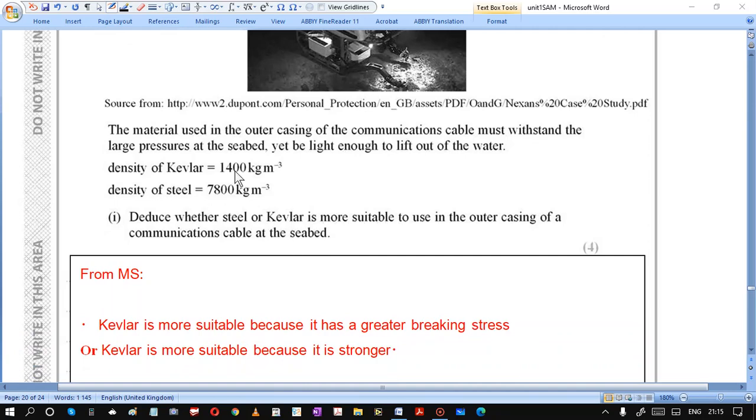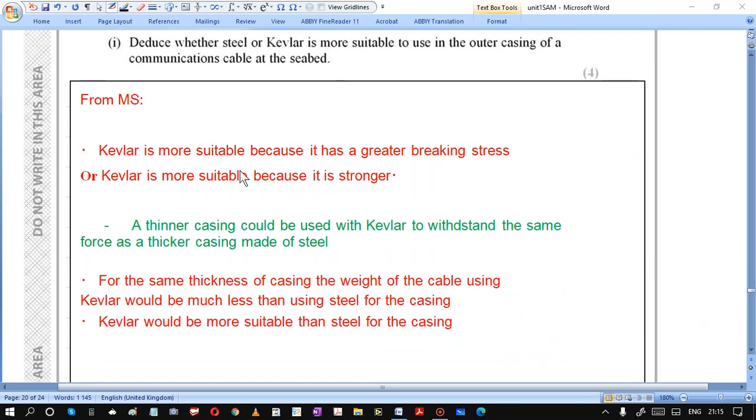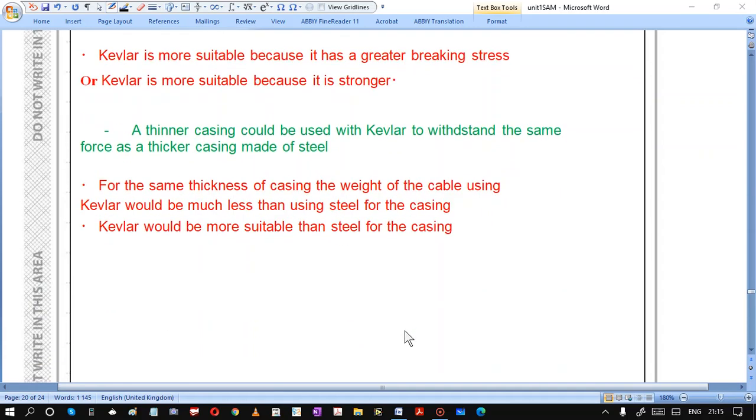So Kevlar is also less dense. Kevlar is more suitable because it has greater breaking stress, or Kevlar is more suitable because it is stronger. A thinner casing could be used with Kevlar to withstand the same force as a thicker casing made of steel. For the same thickness of casing, the weight of a cable using Kevlar would be much less than using steel. Kevlar would be more suitable than the steel.